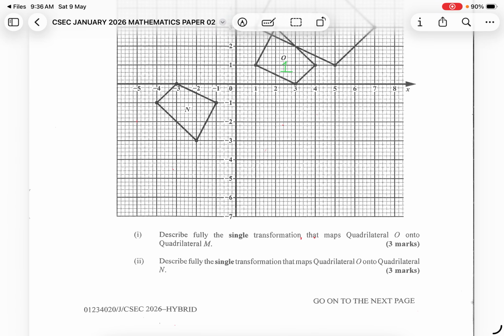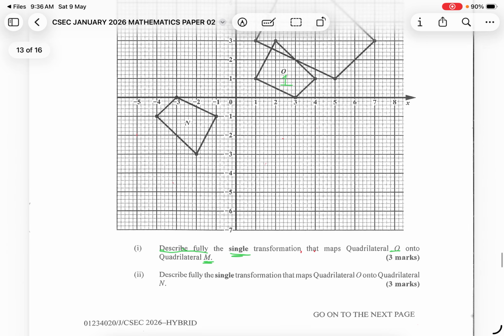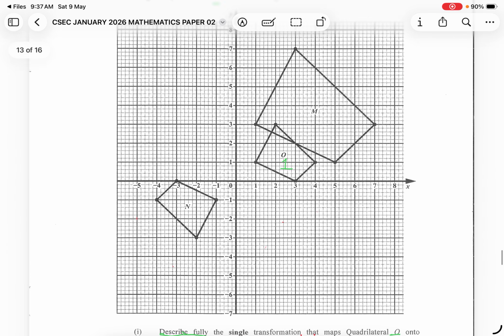It said, describe fully the single transformation that maps quadrilateral O onto quadrilateral M. We are heading for 3 marks, so let's see if we can get all 3. All right, so we're describing fully the single transformation that maps O onto M. So here, my original shape is O. I went to M.